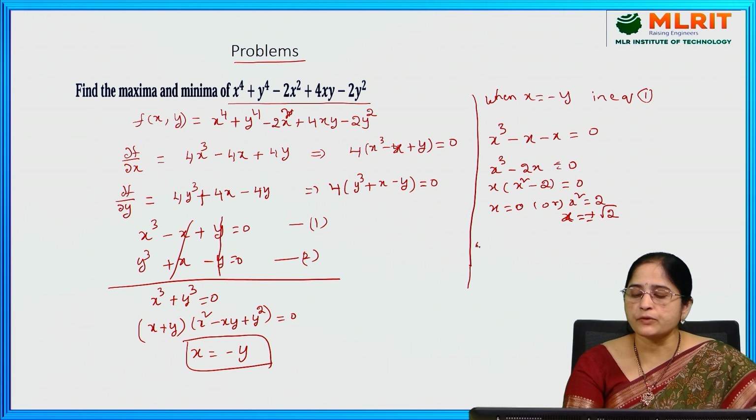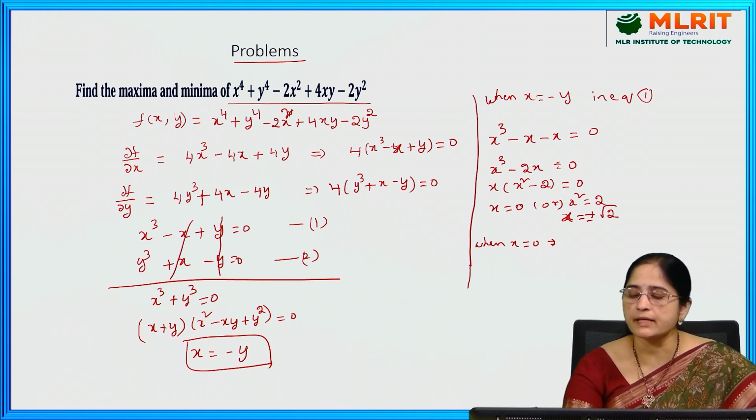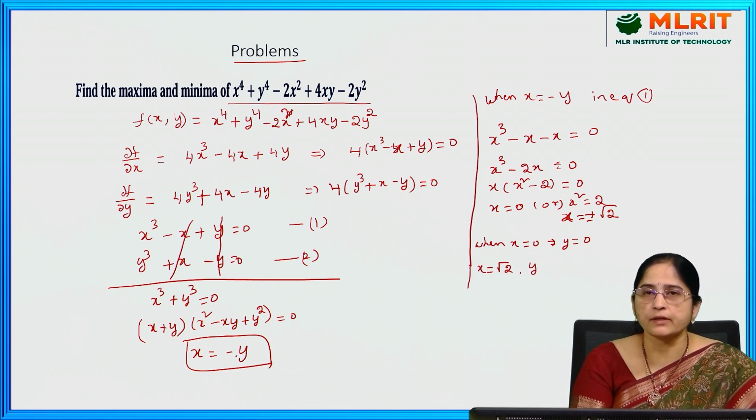When x equal to 0, substitute x equal to 0 in this one, we are getting y value is 0. When x equal to root 2, y equal to minus x.